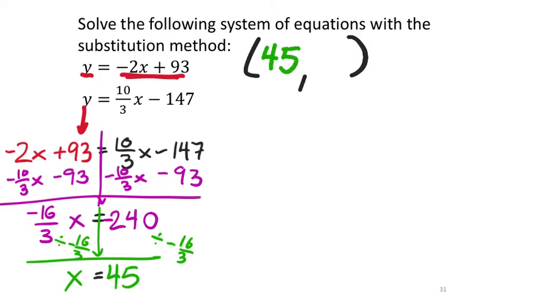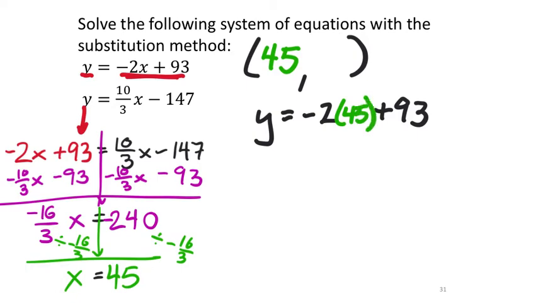Now I go to either one of the equations. I'm going to choose the top one just because it doesn't have any fractions in it. So y equals negative 2x plus 93. And I'm going to replace the x with 45, the 45 that we found, right? So when I solve this, it's going to give me a y value. I can just put this into the calculator. So negative 2 times 45 is negative 90, plus 93, which is just a positive 3. So x is 45, y is 3, right? This should work.